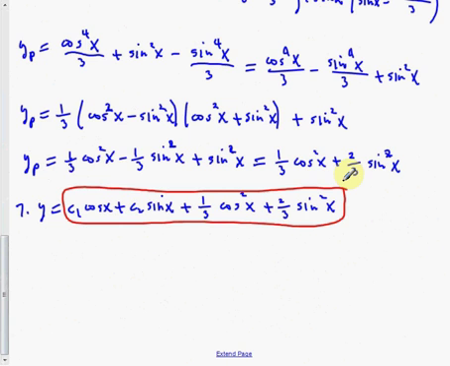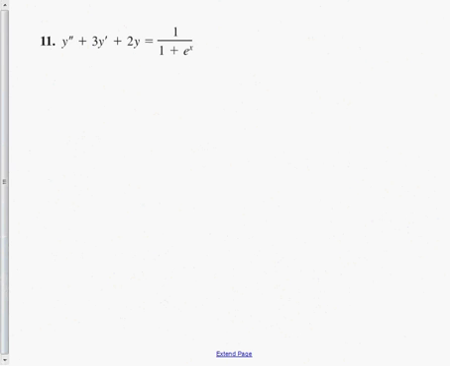My smile means something. All right. One more in this section. Number 12.